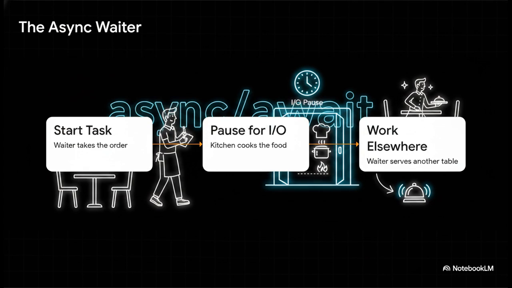Now, a bad waiter, a synchronous thread, would literally just stand completely still, staring blankly at the kitchen doors until the food is ready, totally ignoring everyone else in the restaurant. But a good asynchronous waiter? Step 3, they immediately leave the kitchen to go serve another table, take more orders, keep the whole restaurant flowing. When the food is finally ready, the kitchen rings a bell, and the waiter comes right back to finish serving table 1. That is exactly what async and await does for your web server.